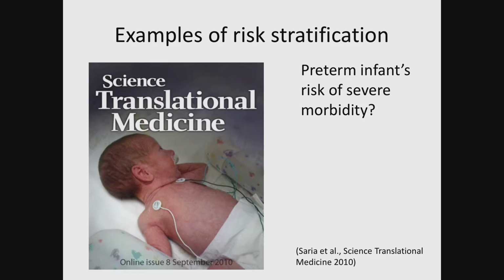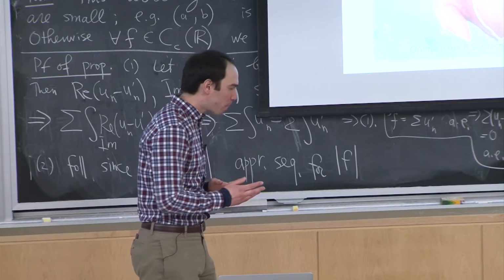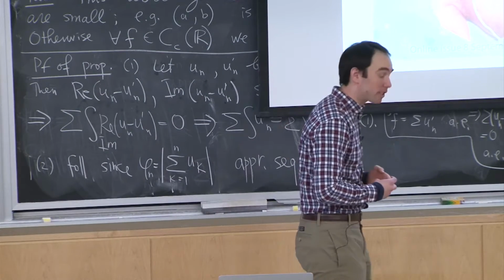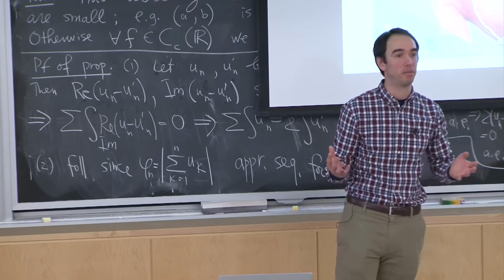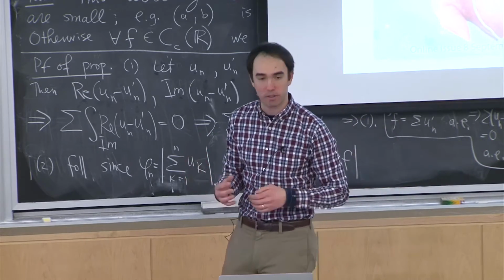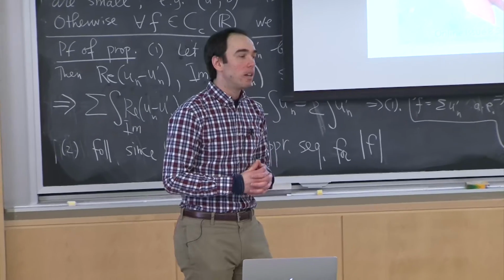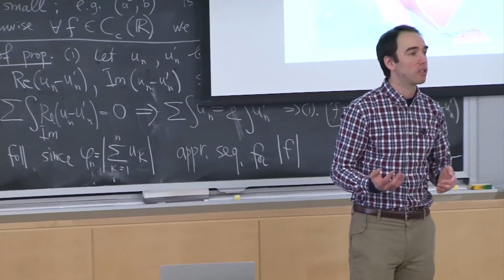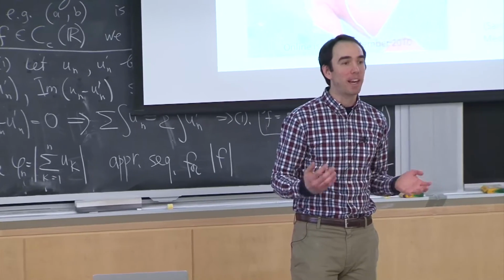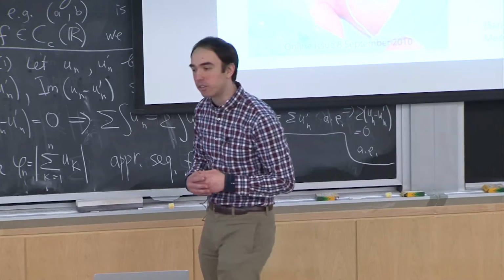The first example is that of predicting an infant's risk of severe morbidity. So this is a premature baby. My niece, for example, was born 3 months premature. It was really scary for my sister and for my whole family. And the outcomes of patients who were born premature have really changed dramatically over the last century.